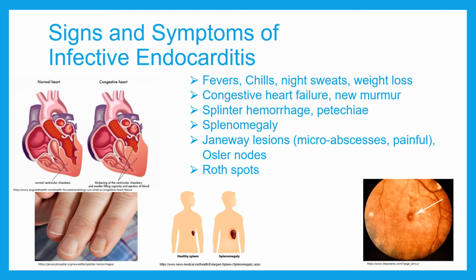Here are some pictures to demonstrate some of the signs and symptoms. There's congestive heart anatomy, then splinter hemorrhages, splenomegaly, and when the spleen gets large enough, it starts to invade the right lower quadrant as well. And this is a Roth spot in the bottom right picture.